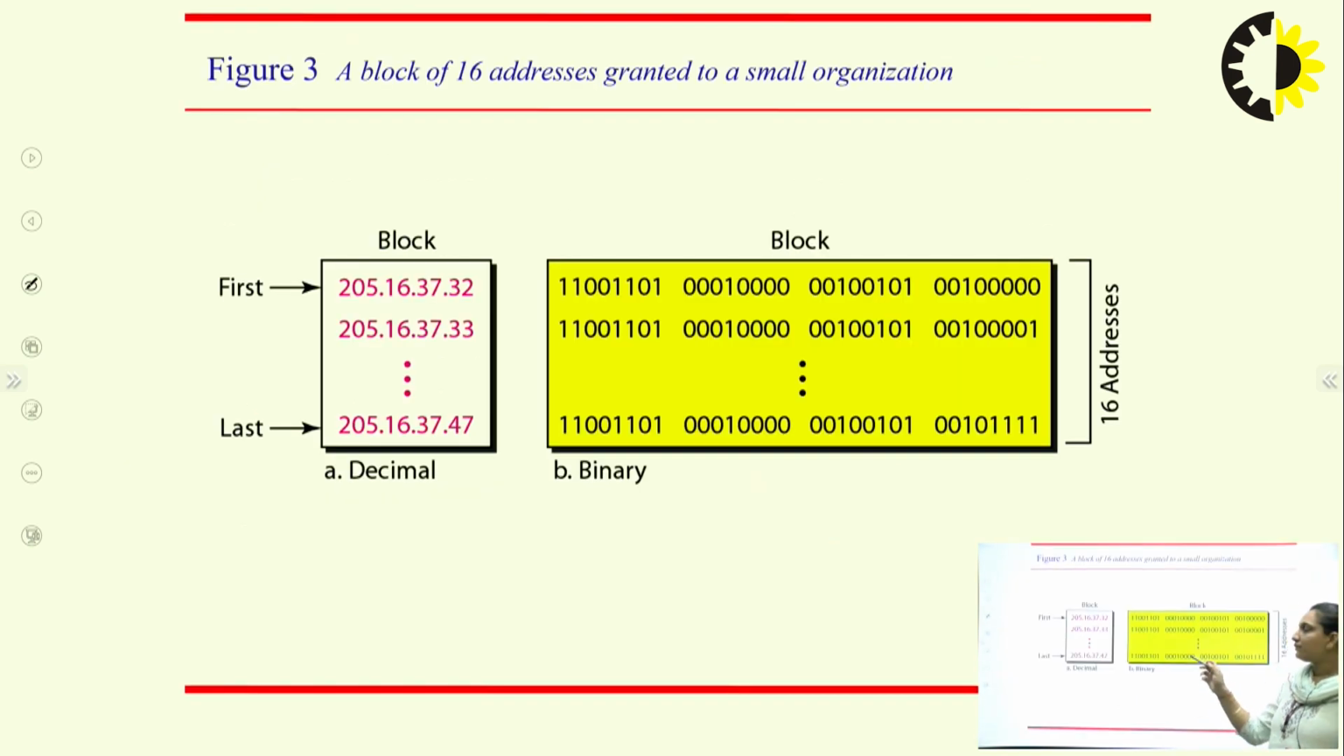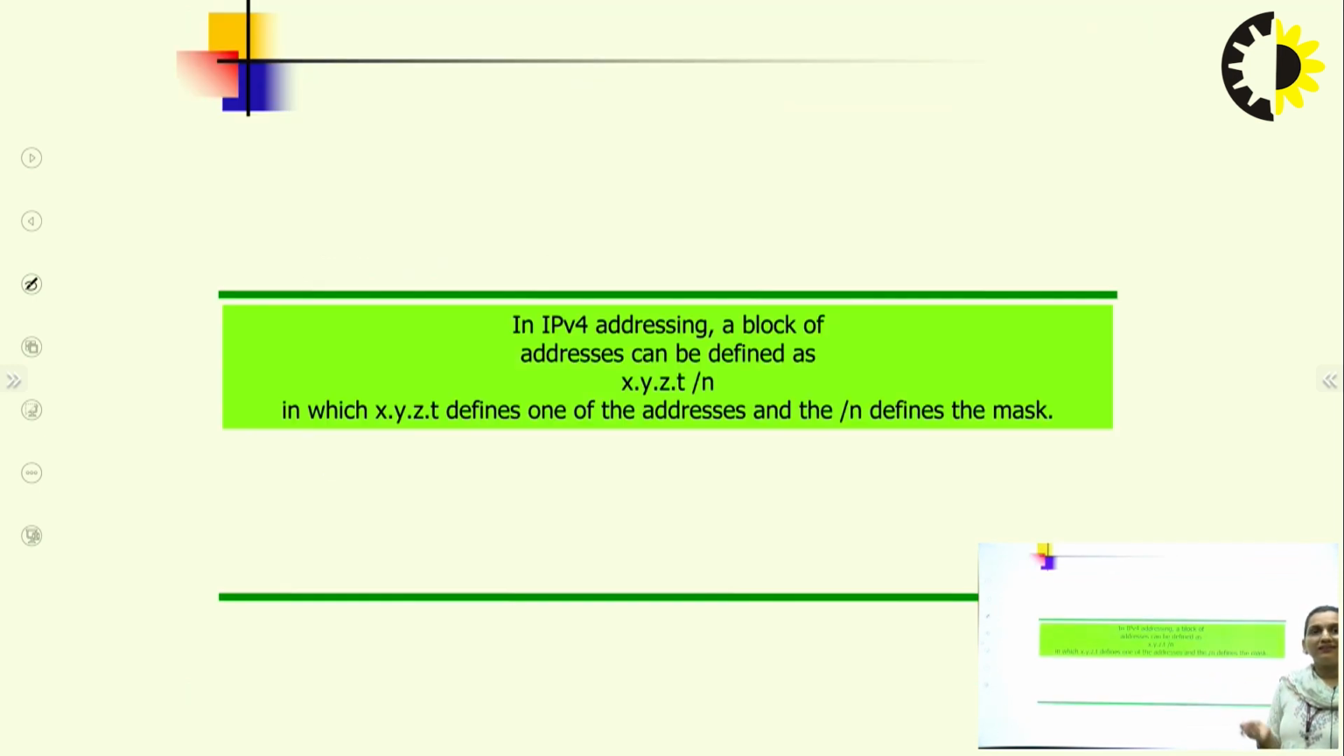A block will start, for example, at 32 and then go to 47. These are the 16 addresses we are assigning. But how can we do it? This is classless addressing. In IP version 4, a block of addresses is defined and represented in classless addressing as x.y.z.t/n, where this is the IP address and n is the network mask.